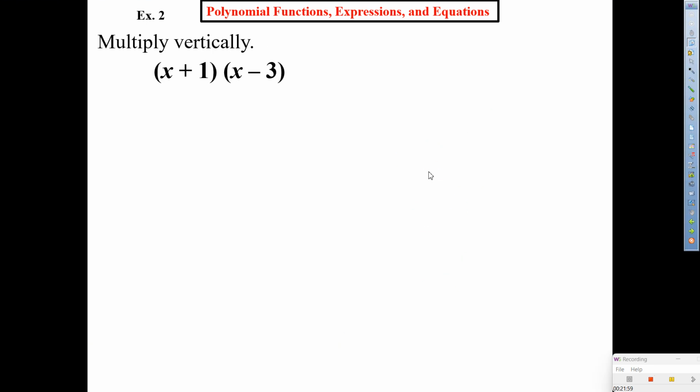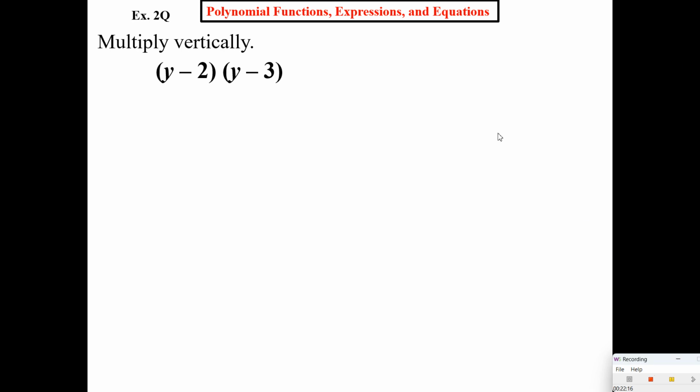Example 2 cubed. Y minus 2 times y minus 3. Multiply that vertically, and I'm going to send you the screen so you can send me your work. All right, let's see. Look up, please.